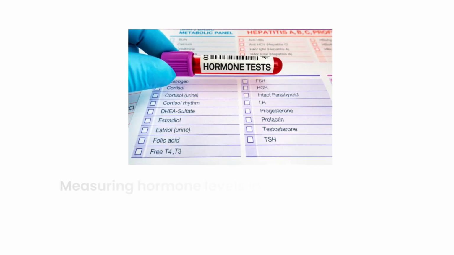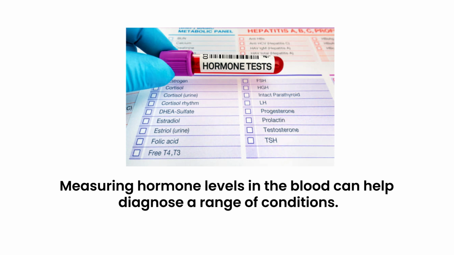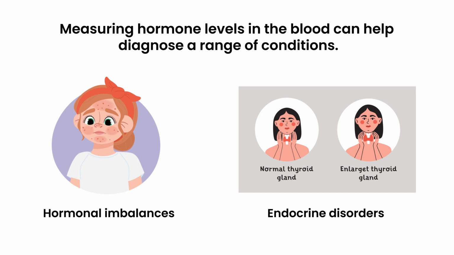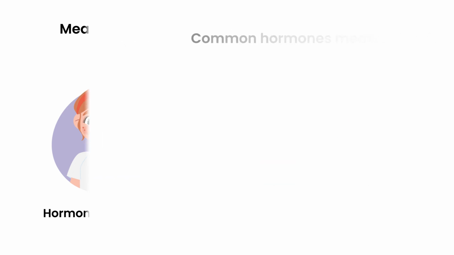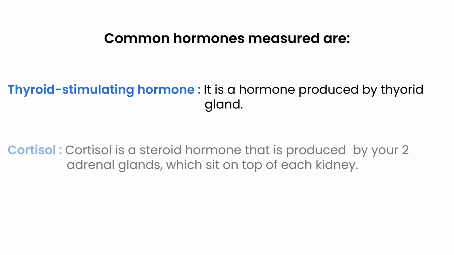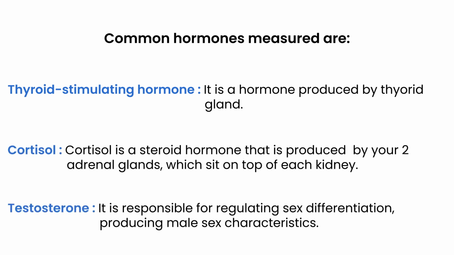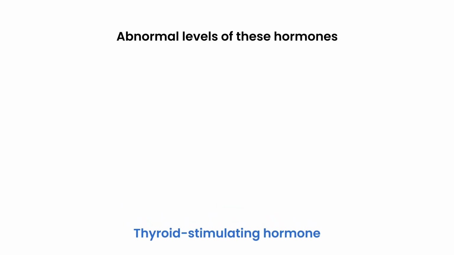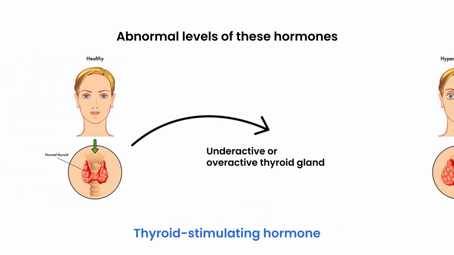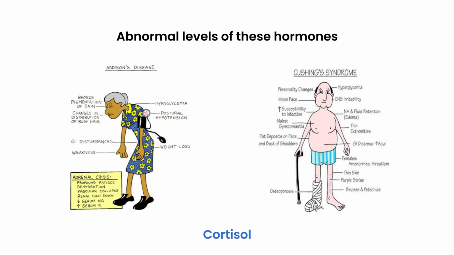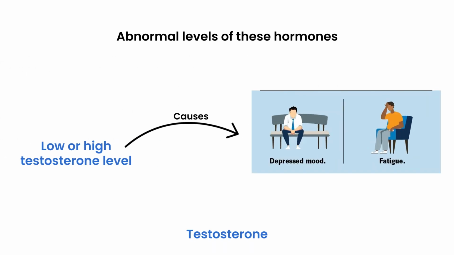Measuring hormone levels in the blood can help diagnose a range of conditions, including hormonal imbalances and endocrine disorders. Common hormones measured include thyroid-stimulating hormone, cortisol, and testosterone. Abnormal levels of these hormones can indicate conditions such as underactive or overactive thyroid gland, Addison's disease or Cushing's syndrome, and low or high testosterone levels.